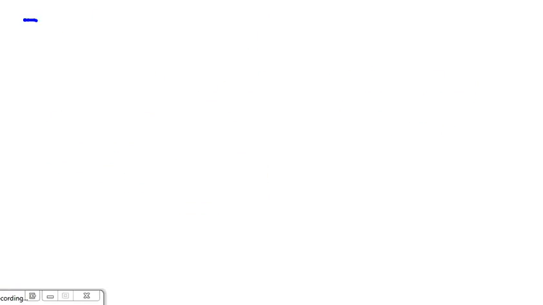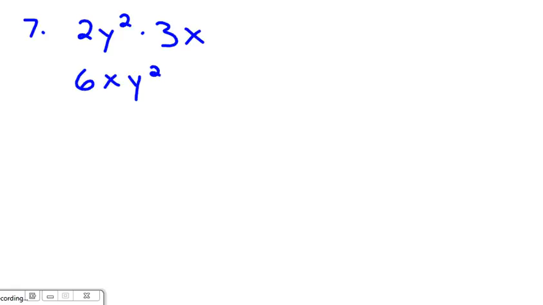All right, next, number 7, 2y squared times 3x. So I'll start with the coefficients, the 2 and the 3. Multiply those together to get 6. Y squared and x, they do not have the same base, so we cannot multiply them together. It's kind of standard procedure to put variables in alphabetical order. X comes before y, so we would say 6x, y squared. And we're done.